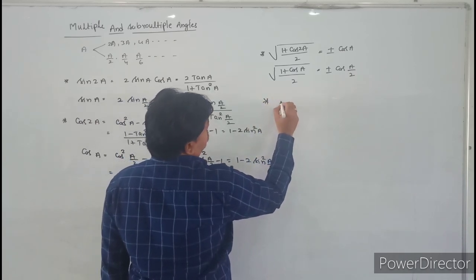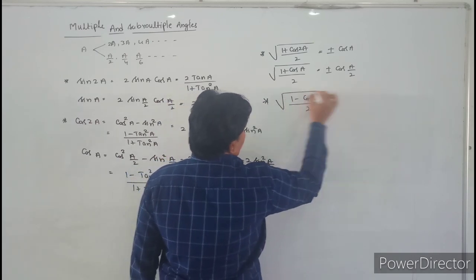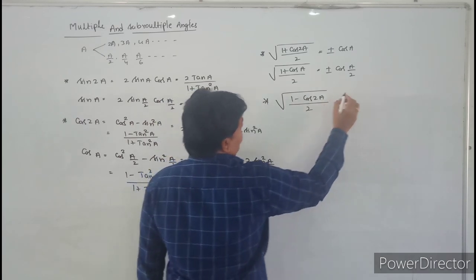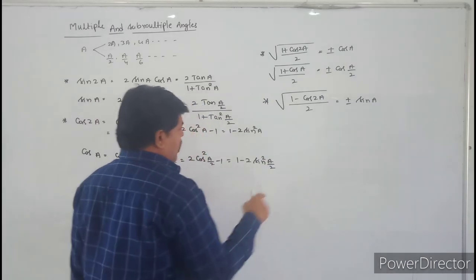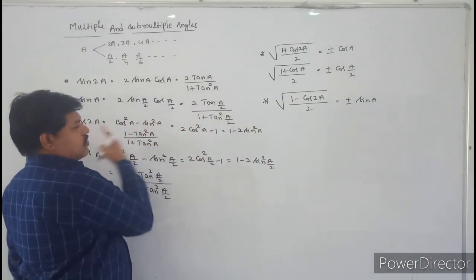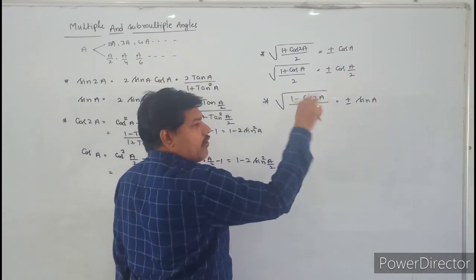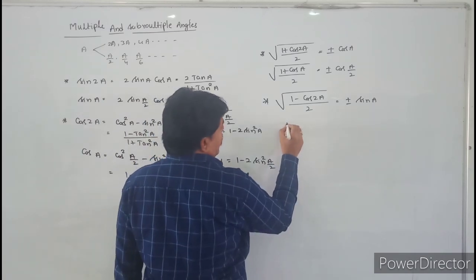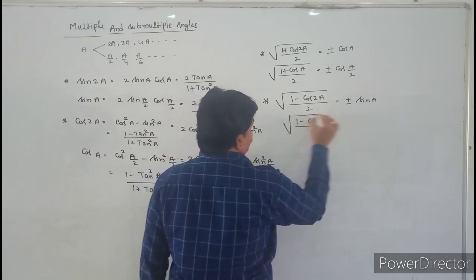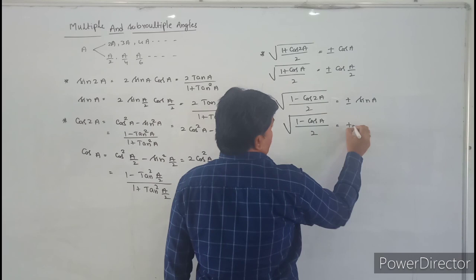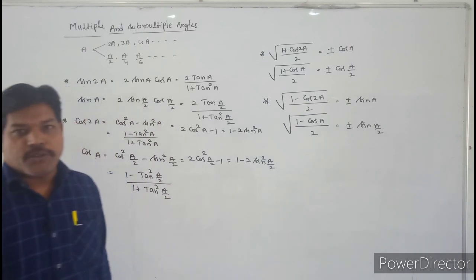Similarly, you can take root of 1 minus cos 2A by 2, which is equal to plus or minus sin A. Why? Because if you apply this formula in the place of cos 2A, it will become plus or minus sin A. And also in the place of 2A, you can apply the submultiple angle, it will become root of 1 minus cos A whole by 2. So it is equal to plus or minus sin A by 2.